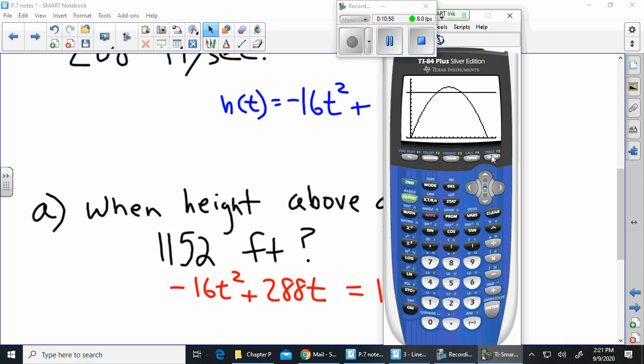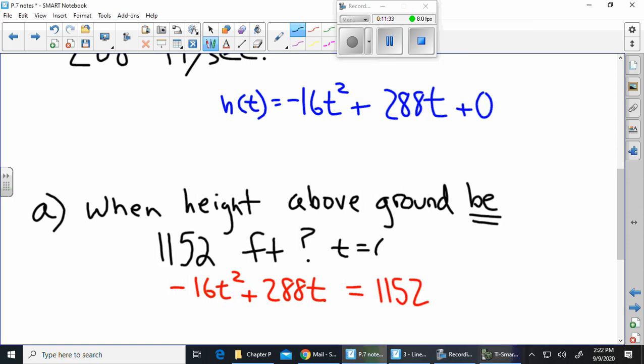When is it 1152? Well, that's going to be at the intersection. So it's going to hit it twice, going up and going down. I hit the wrong thing, sorry. Number 5. So I would do enter, enter, enter. It's 12 seconds. And number 5, get closer to that other one with intersection. Enter, enter, enter. 6. So I would say t equals 6 and 12 seconds.